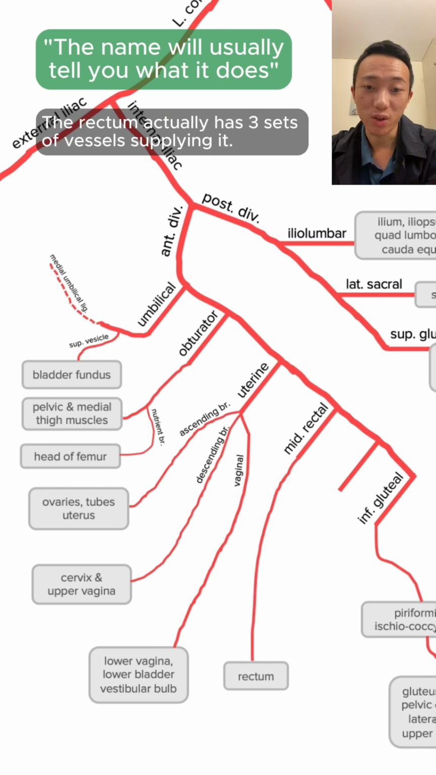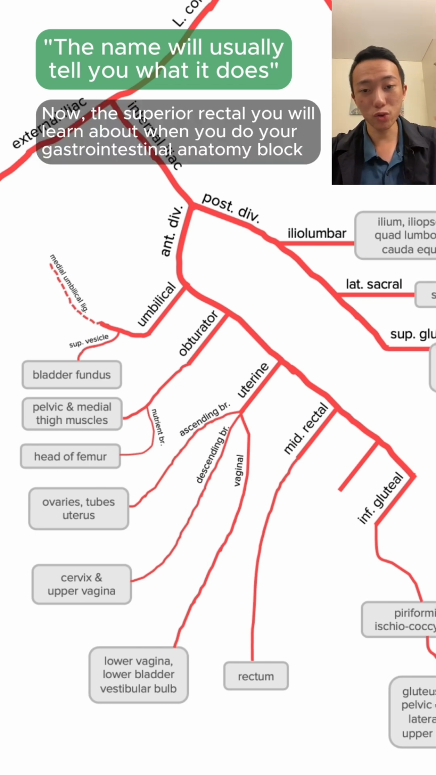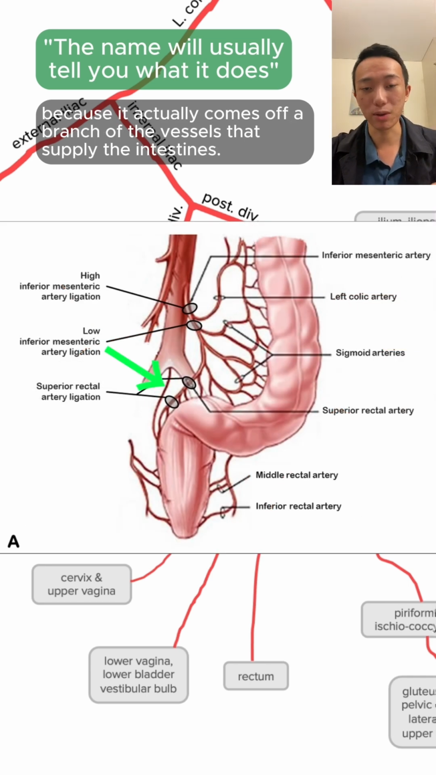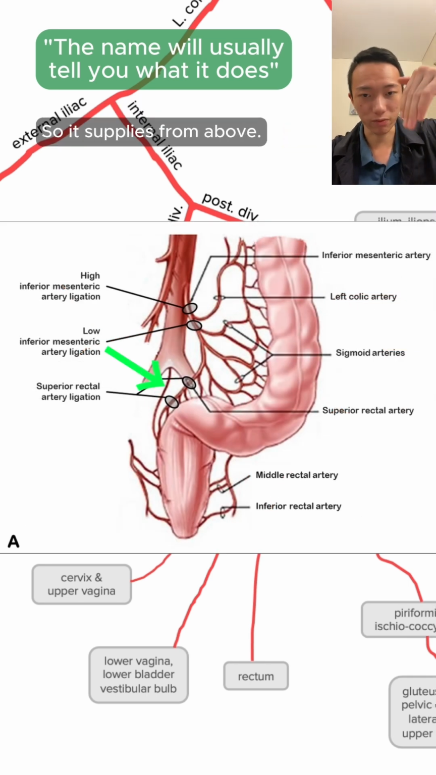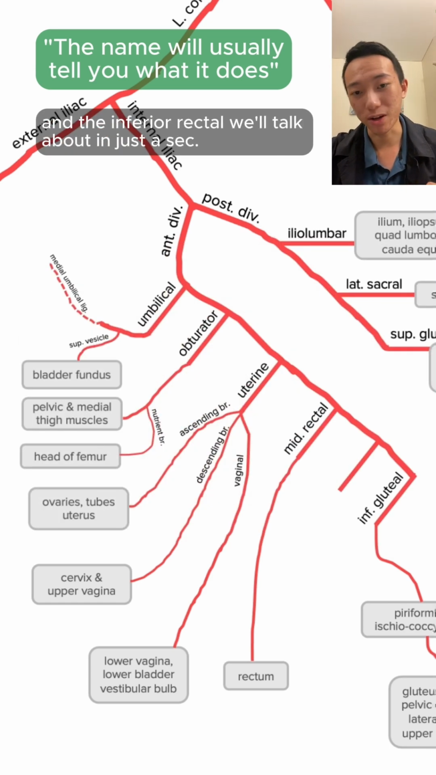Next, we have the middle rectal artery, which, as the name implies, supplies the middle part of the rectum. Now, the rectum actually has three sets of vessels supplying it: superior rectal, middle rectal, and inferior rectal. The superior rectal you will learn about when you do your gastrointestinal anatomy block, because it comes off a branch of the vessels that supply the intestines, so it supplies from above. The middle rectal is this one here, and the inferior rectal we'll talk about in just a sec.